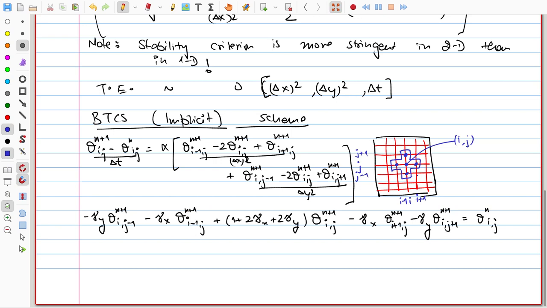But there is an issue here. Can somebody highlight what kind of problem I will face if I want to write a matrix equation for this implicit problem? So think about it.